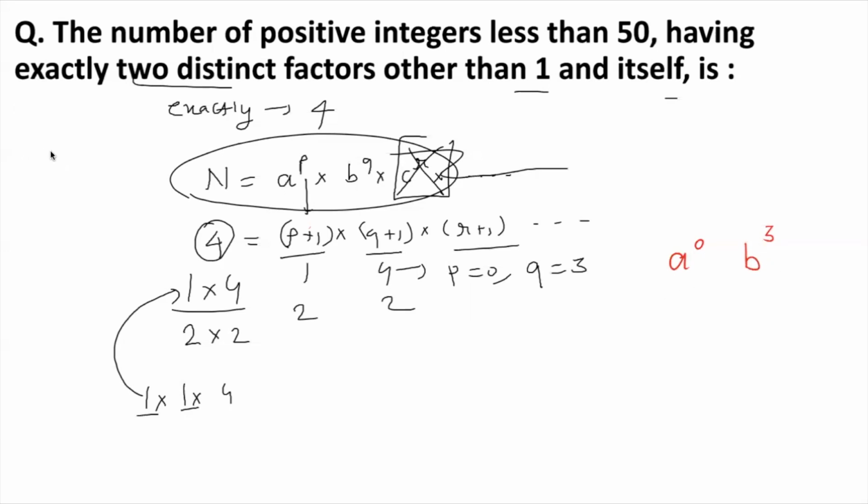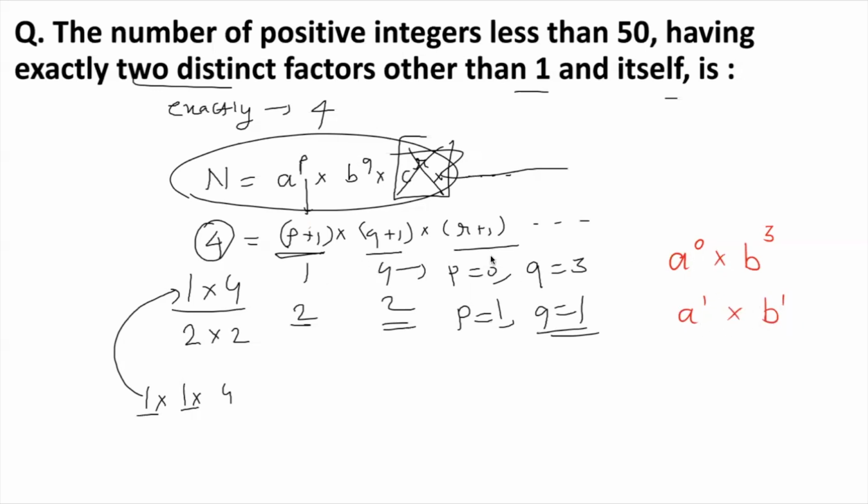And guys, the second possibility we discussed is p plus 1 is 2 and q plus 1 is also 2. That gives you p is equal to 1 and q also equal to 1, right? For that, we have only one way of writing the number, a raised to 1 and b raised to 1. So the first form of the number should be a raised to 0 into b cube. The second form is a raised to 1 into b raised to 1.